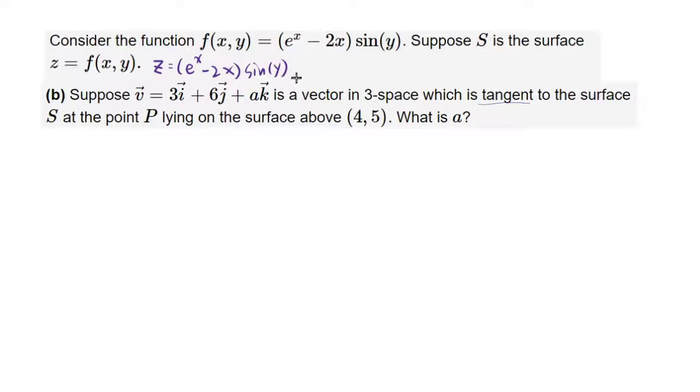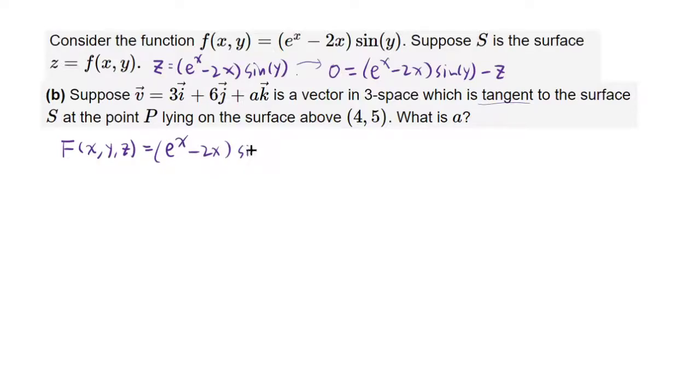And then you can bring the z to the other side and rewrite this as 0 equals e to the x minus 2x sine y minus z. So what we want to do is define another function, this time a function of 3 variables, as this right side. You write f of x, y, z equals e to the x minus 2x times sine of y minus z.